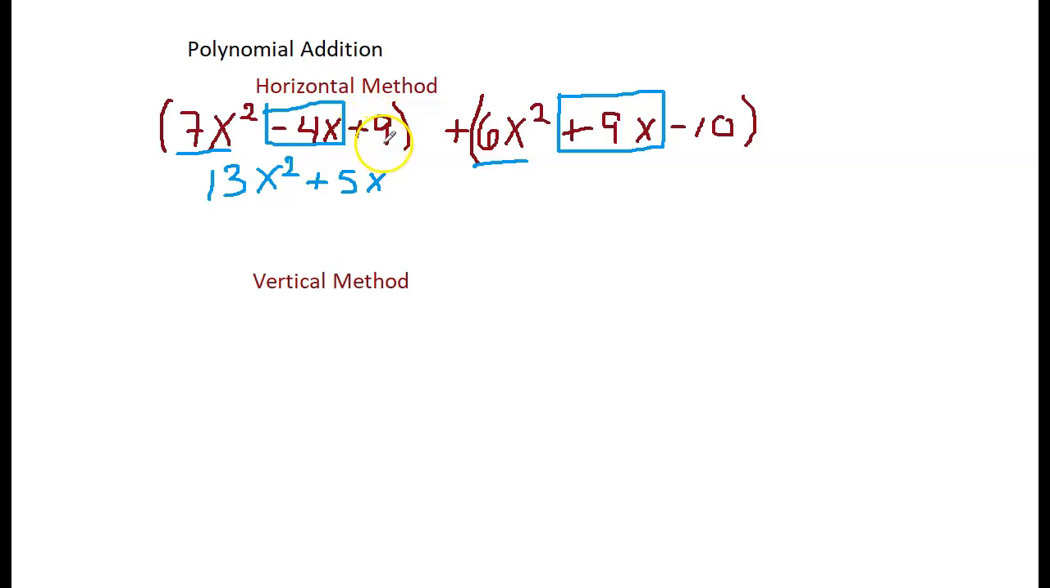Okay, and then last, I have a plus 9, which is a constant term, no variables, and I have a minus 10. That's also a constant term with no variables. So 9 plus negative 10, when you add them, you just subtract and keep the sign of the larger number or the one that's farther from 0. So in other words, 9 plus negative 10 gives you negative 1. So minus 1. This is my answer.